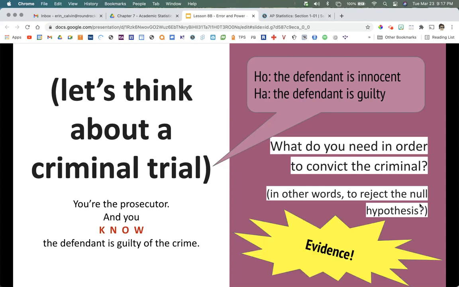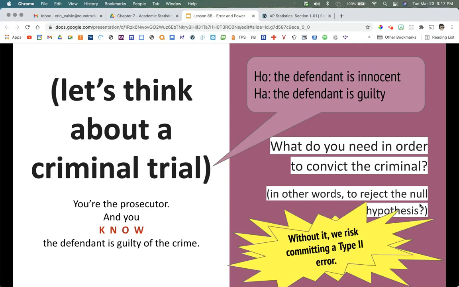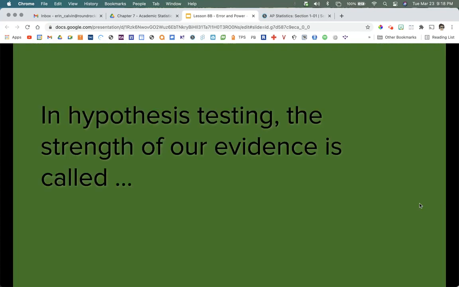Well, you need evidence. Hopefully strong evidence. Really undoubtedly good evidence that makes it beyond the shadow of a doubt obvious that the null is not true and that the alternate is true. If we don't have good evidence, we run the risk of committing a type 2 error, where we fail to reject the null, but actually the null was false and the alternate was true. So in a hypothesis test, the strength of our evidence is called power.